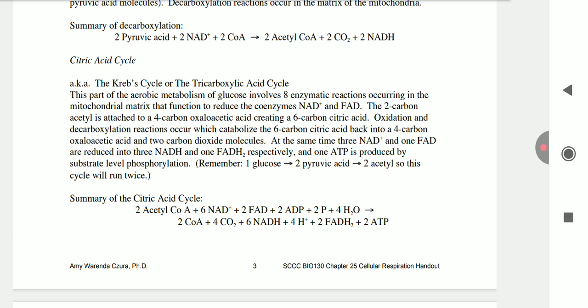At the same time, 3 NAD positive and 1 FAD are reduced into 3 NADH and 1 FADH2 respectively, and 1 ATP is produced by substrate level phosphorylation. Remember, 1 glucose gives 2 pyruvic acid, which equals 2 acetyl, so this cycle will run twice. Summary of the citric acid cycle: 2 acetyl coenzyme A plus 6 NAD positive plus 2 FAD plus 2 ADP plus 2 Pi plus 4 water will give 2 coenzyme A plus 4 CO2 plus 6 NADH plus 4 H positive plus 2 FADH2 plus 2 ATP.